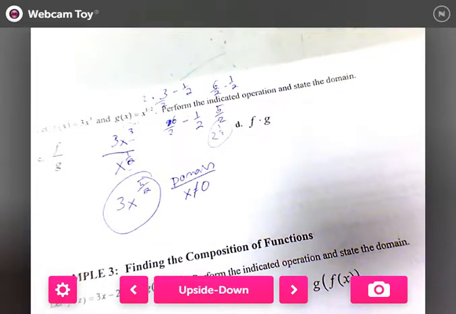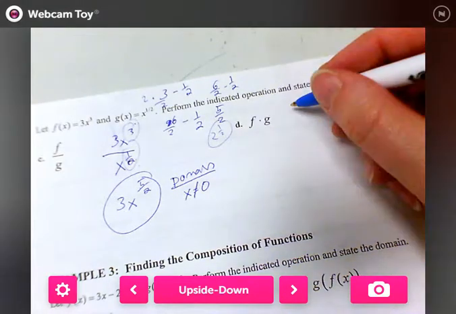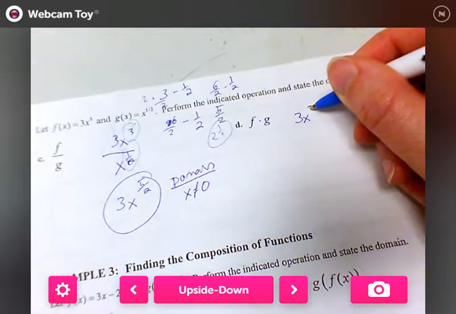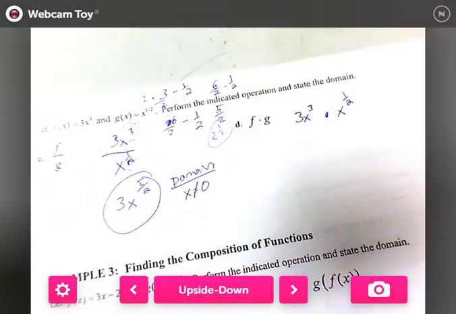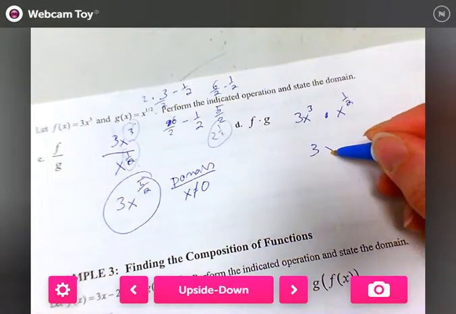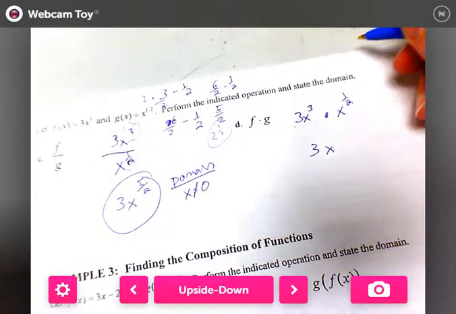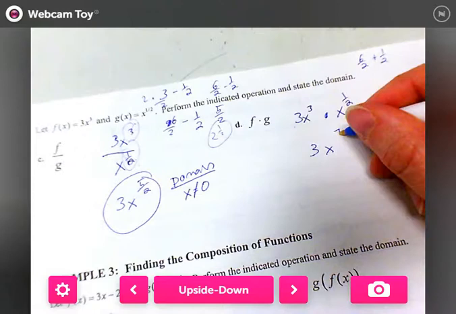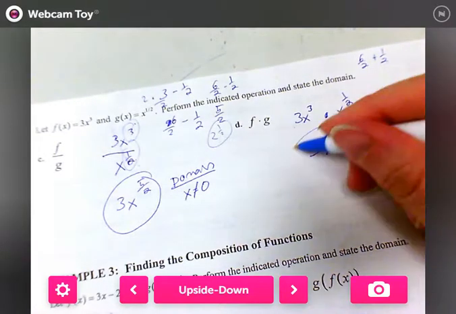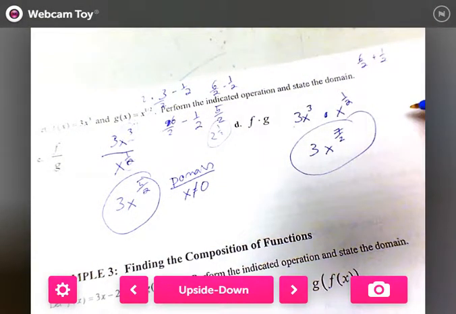All right, f times g. F is 3x to the third times g, which is x to the 1/2. So 3 times 1 is 3. 3 plus 1/2, so that's 6 over 2 plus 1/2 becomes 7/2. And we're done. And the domain is going to be all real for these. Can be anything.